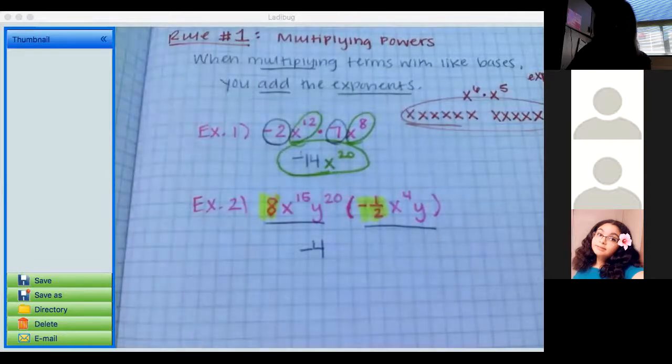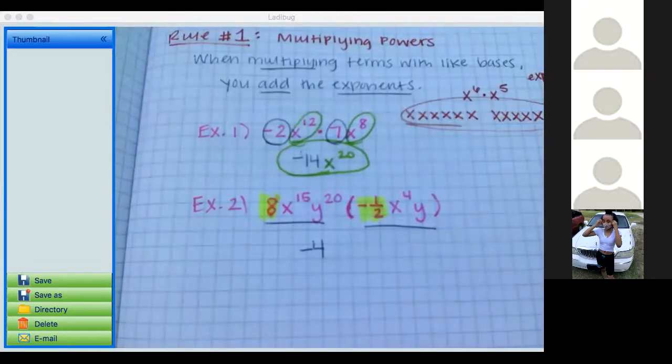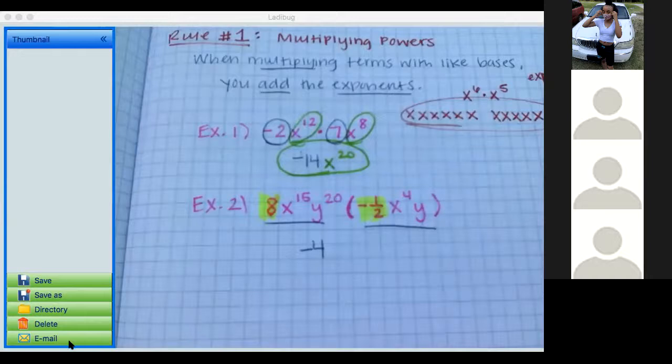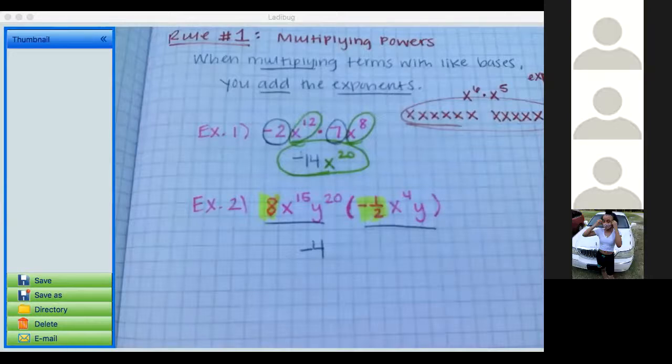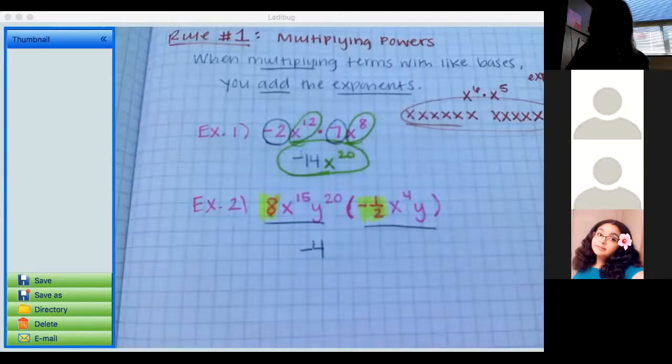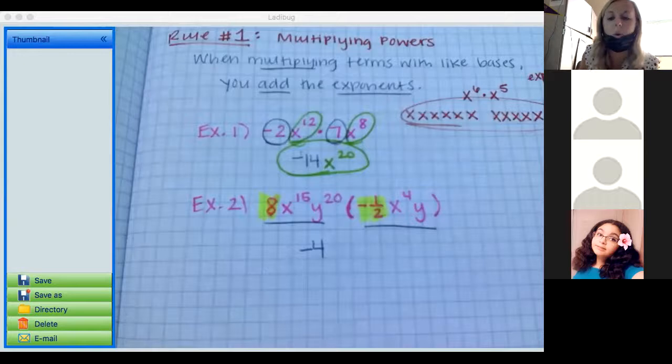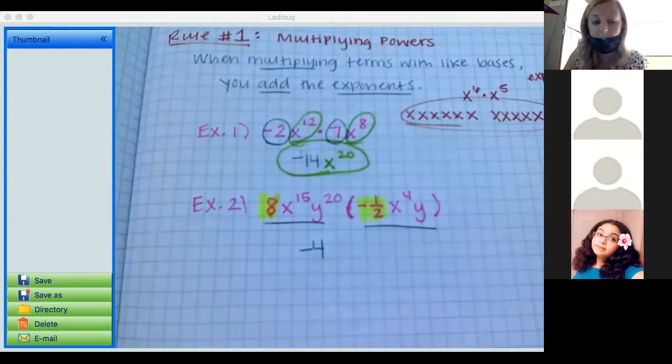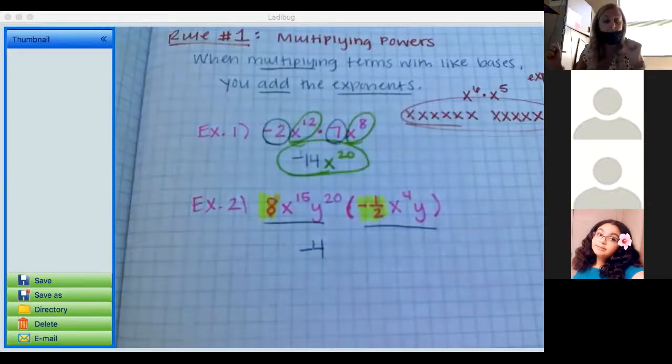And who do I want to talk to? Who's somebody good to talk to for some extra credit? Who wants to talk? Ashley, I'm going to talk to you. Usually you are more vocal than this. All right, Ashley, what do I do with my exponents? You add them. Good. If you are multiplying, you're going to add the exponents.